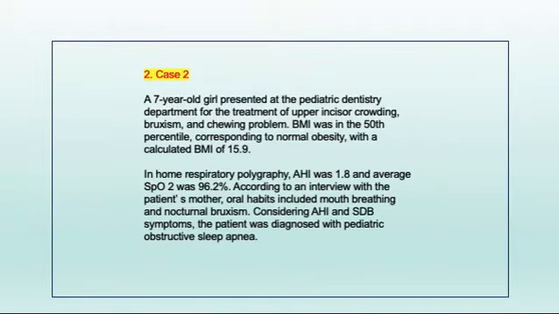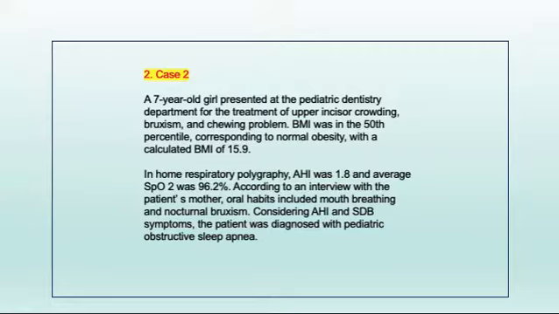Case number 2: a 7-year-old girl presented at the pediatric dentistry department with upper incisor crowding, bruxism, and snoring problems. BMI was in the 50th percentile, corresponding to normal weight, with a calculated BMI of 15.9.